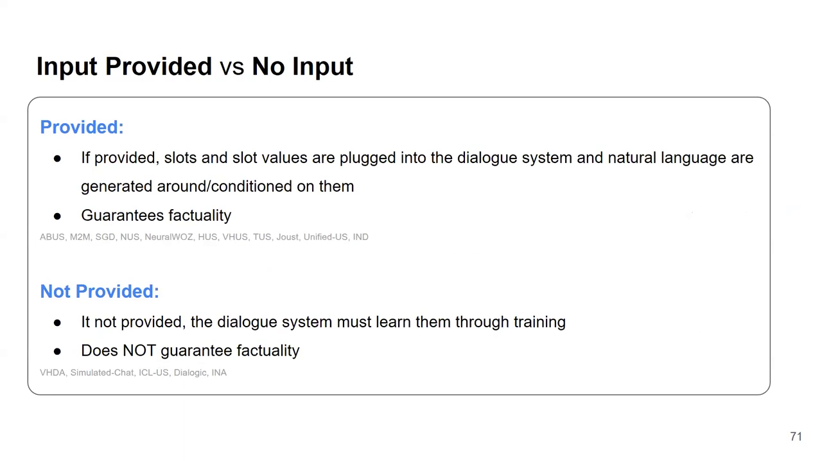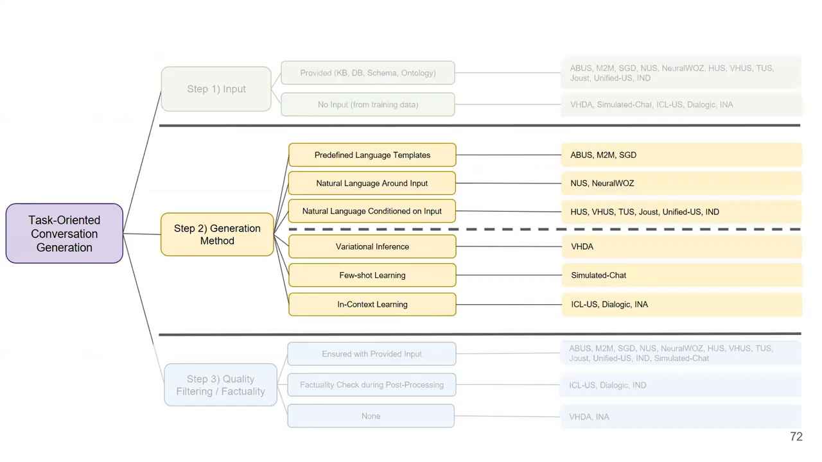So overall, there was a lot of information on the inputs, because inputs are extremely rich in TOD systems. But the idea is that this input can be provided or not. And that makes the huge difference. If it is provided, you can just sample entities, attributes, slots, values, whatever, and then generate a dialogue. If it is not provided, then you have to find some kind of way to generate them and check them to see that the dialogue really makes sense. That was the input part.